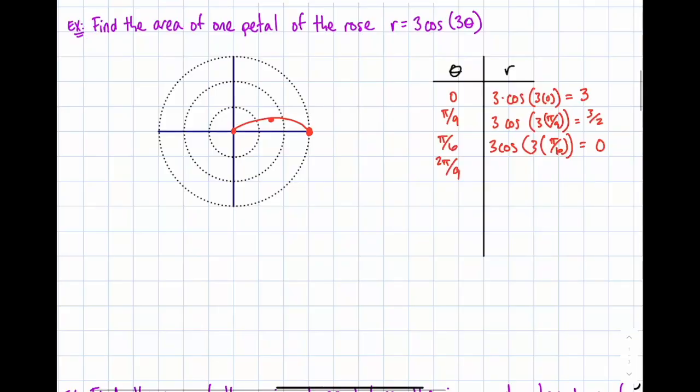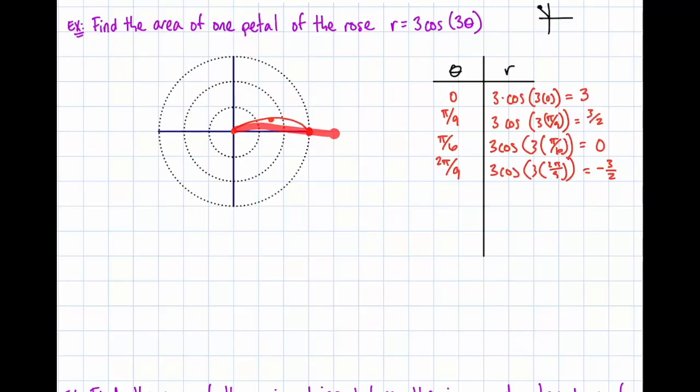But we just got to start plugging some things in to incrementally step through our function here. Let's see, this would be 3 cosine of 3 times 2 pi over 9, which is now 2 pi over 3. The cosine of 2 pi over 3 is up here. That would be negative 1/2, I think. So this would be negative 3 halves.